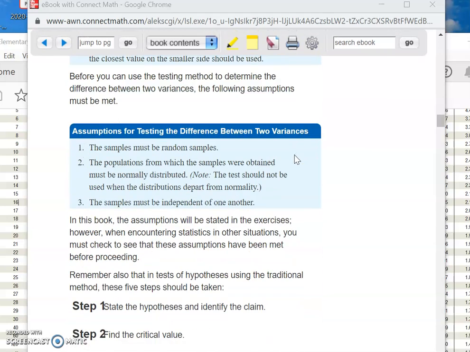There are a couple of assumptions that have to be made. This test doesn't work if these aren't true. First, the samples have to be random. That's almost always true. Second, the populations have to be normally distributed. It doesn't say approximately; it says a test should not be used when the distributions depart from normality. So it has to be pretty close to normal. Almost everything is, so it's not that big a deal. And the samples have to be independent of one another, okay?